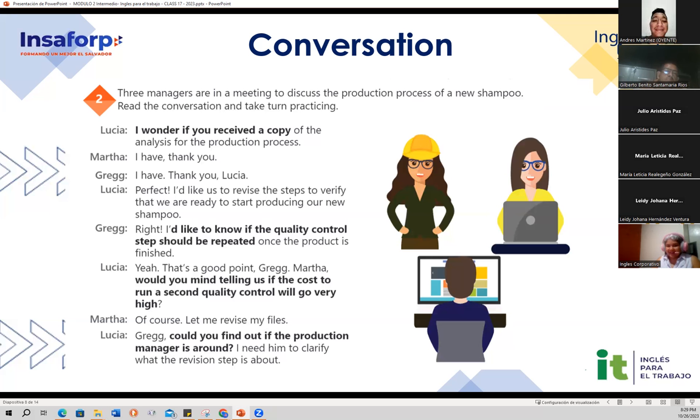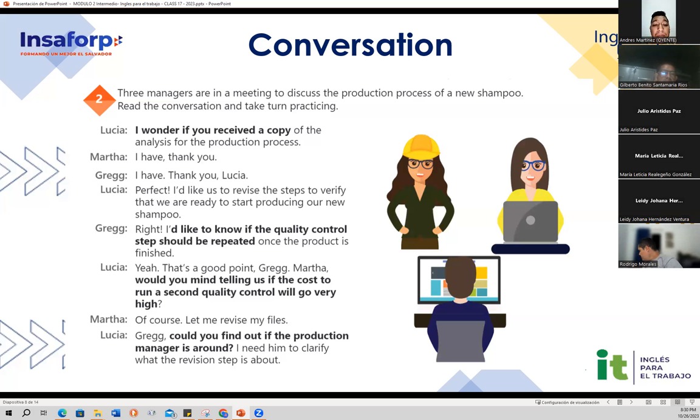Okay, I wonder if you received a copy of the analysis for the production process. I have, thank you, Lucia. Perfect. I'd like us to revise the steps to verify that we are ready to start producing our new shampoo. Right. Would you like to know if the quality control step should be repeated once the product is finished? Yeah, that's a good point, Greg.